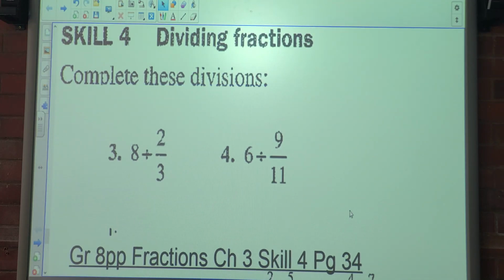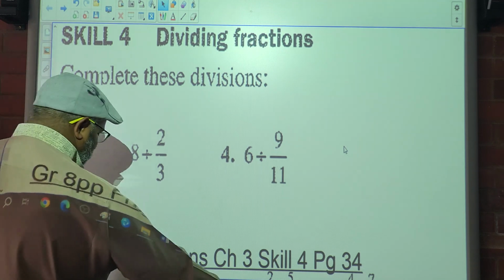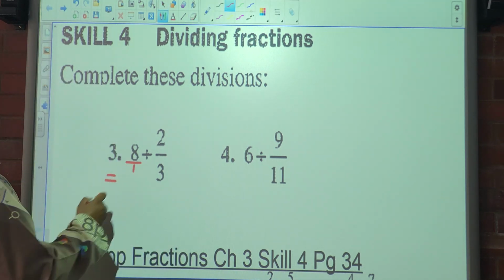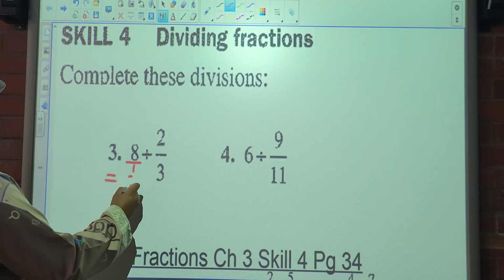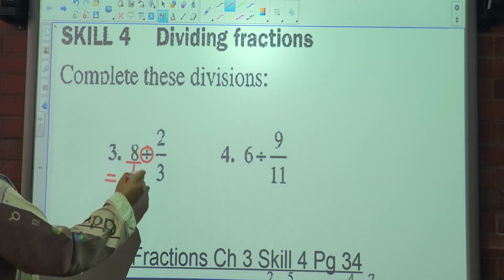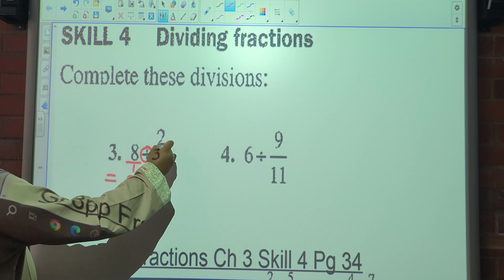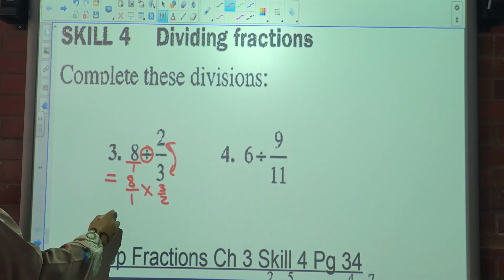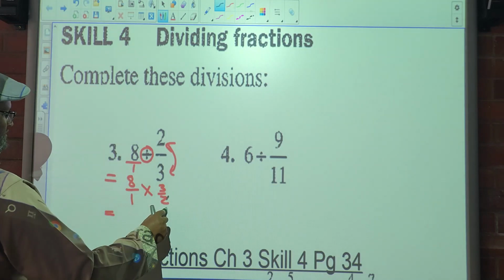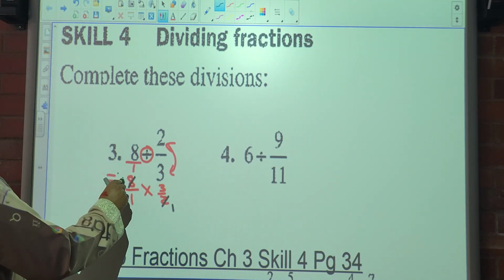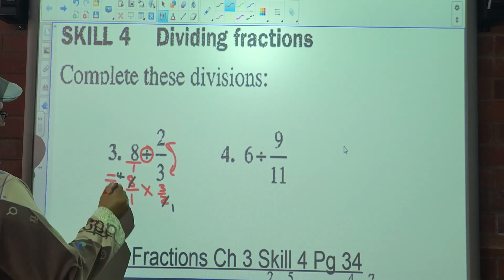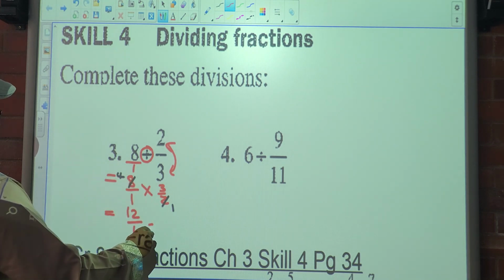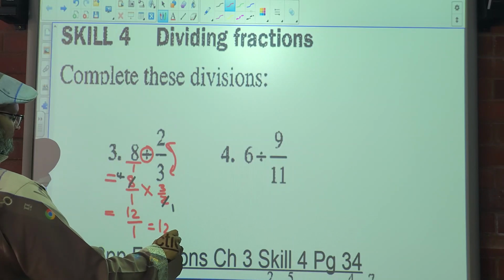Okay. Let's just look at number 3. This is going to be naturally over 1, not so. It's 8 over 1 divided by, change to multiplication, double and times 3 over 2. So 2 goes into 2 once, 2 goes into 8 4 times. 4 times 3 is 12. 1 times 1 is 1. Which gives you?